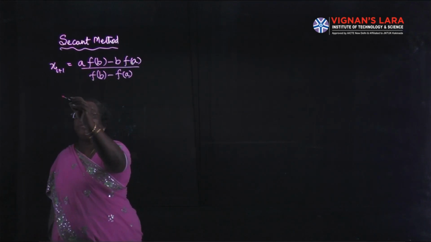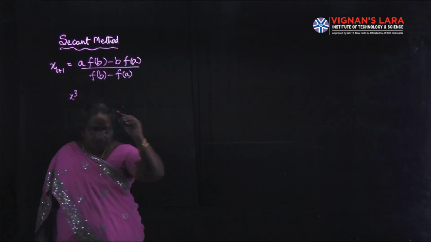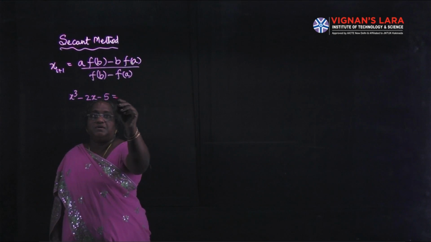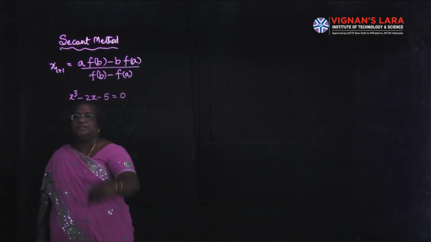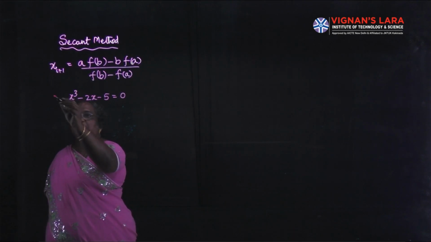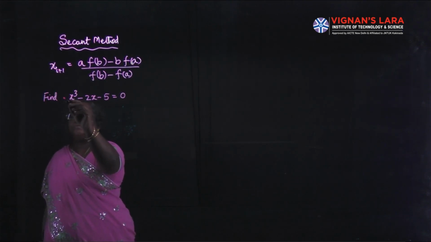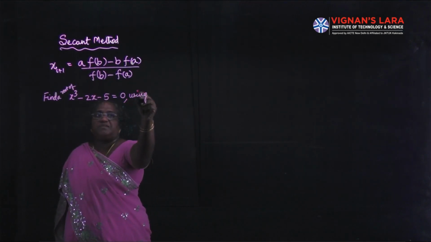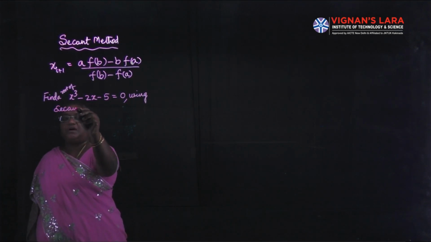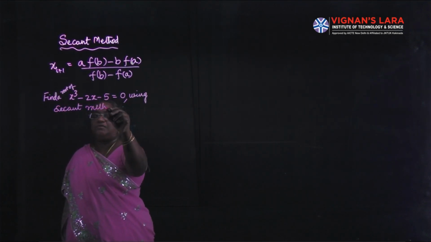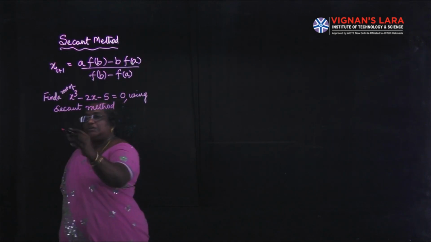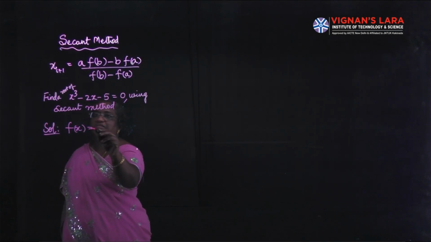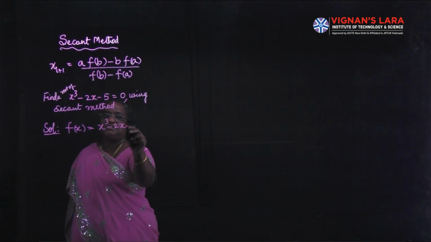Find a root of the equation x cube minus 2x minus 5 is equal to 0 using the secant method. So we have to find a root of this. The method to be used will be specified very clearly, no need to bother. You have to read the question properly and then answer it. Secant method. So with our usual process, let f of x is equal to x cube minus 2x minus 5.